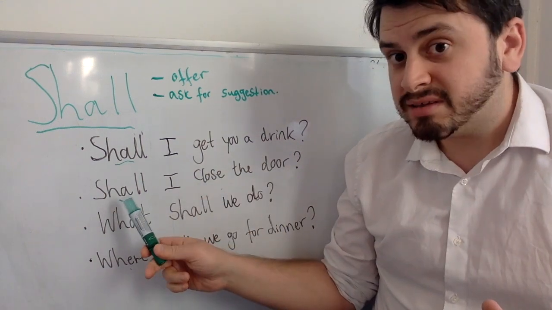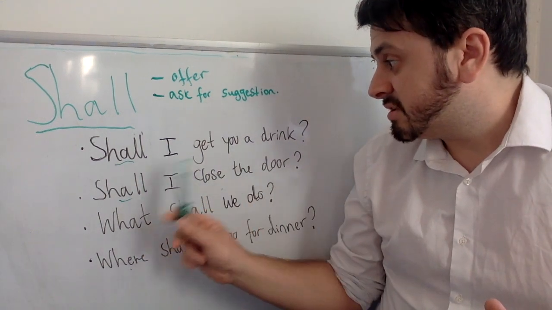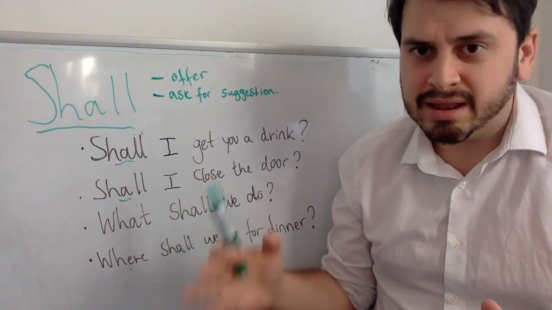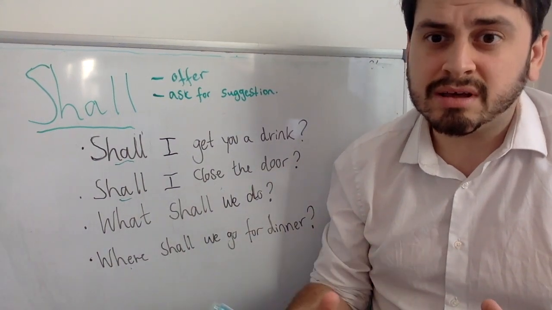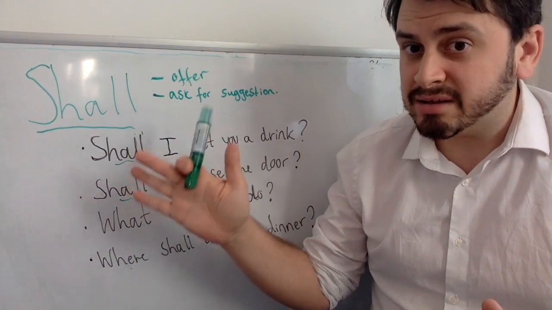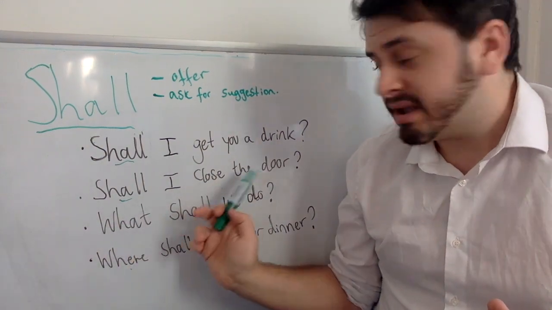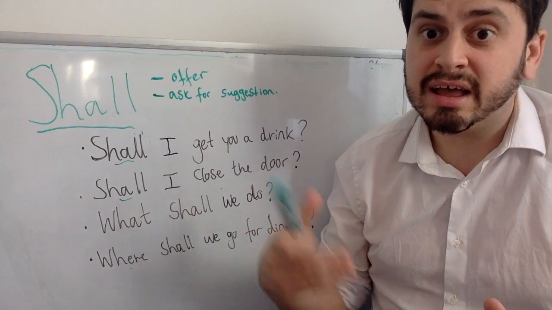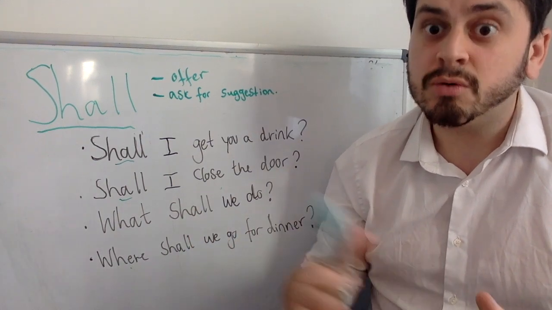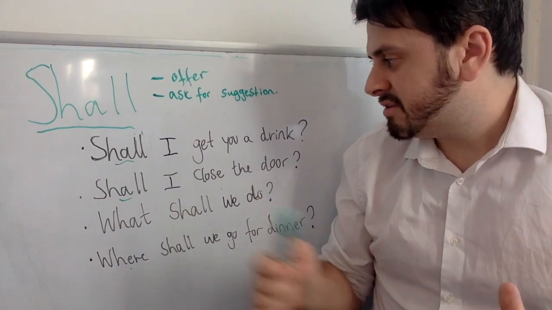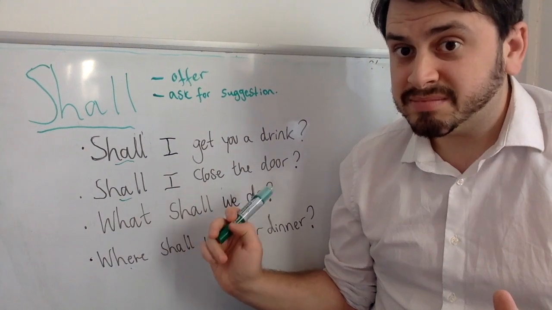Now the second one here says, shall I close the door? Shall I close the door? And again, maybe someone said, oh, it's a bit cold in here, or it's loud outside. And so I would say to the other person, shall I close the door? And this means, shall I do this for you? Do you want me to do this for you? So, shall I do this?